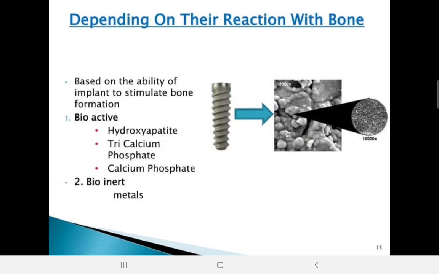Depending on the reaction with bone, implant can be either bioactive or bioinert. Bioinert implants are generally metallic implants only. They do not have any coating on their surface and they do not induce the stimulation of bone formation, whereas the bioactive implants have a coating of either hydroxyapatite, tricalcium phosphate or calcium phosphate on their surface, and they stimulate bone formation.